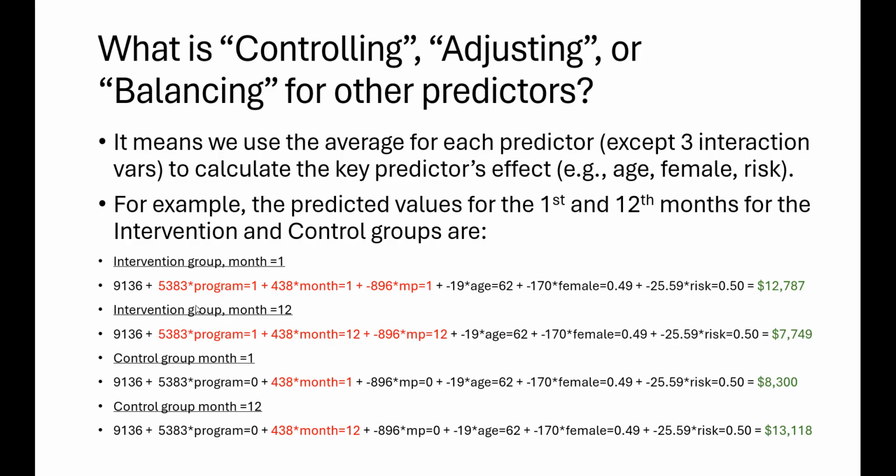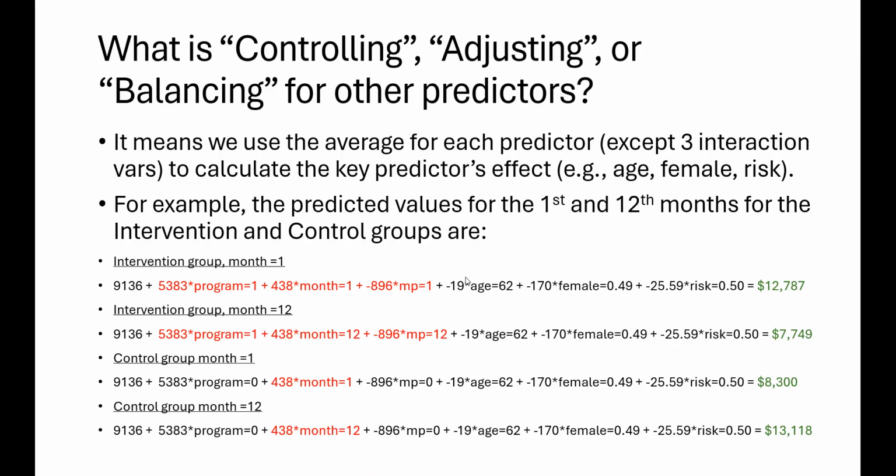so on these top two rows, it's for the intervention group. For the intervention group, what we see in red, we actually modify those values. Say in that first one, it's month 1. In that next row down, we see MP equals 12. That's the 12th month. But we control for age, female, and risk by using those same values, which would, in this case, be the mean. We can use the median as well.